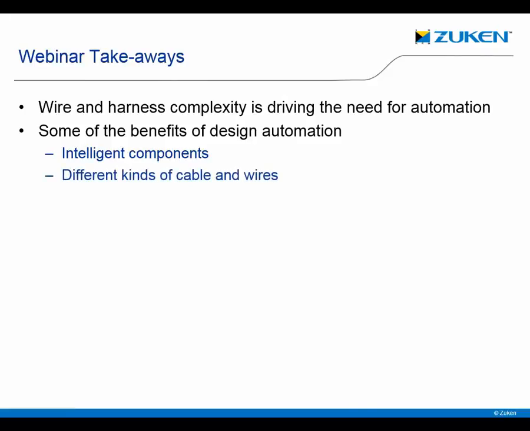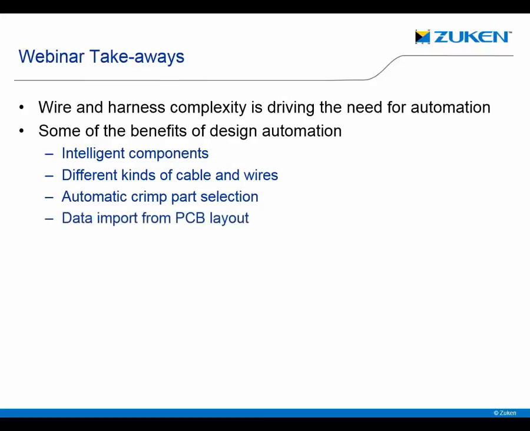Cables and wires with a lot of attributes will extend the wiring diagram and automatically select the appropriate crimp parts. Data from PCB layout can be used and will speed up the design time of the wiring diagram. Online checks and calculations directly from the beginning of the design will increase the quality. How to optimize placement, routing and costs by doing a topology design at an early stage of the design process.